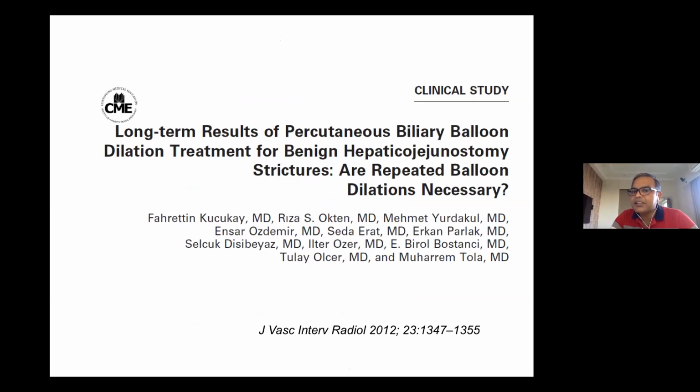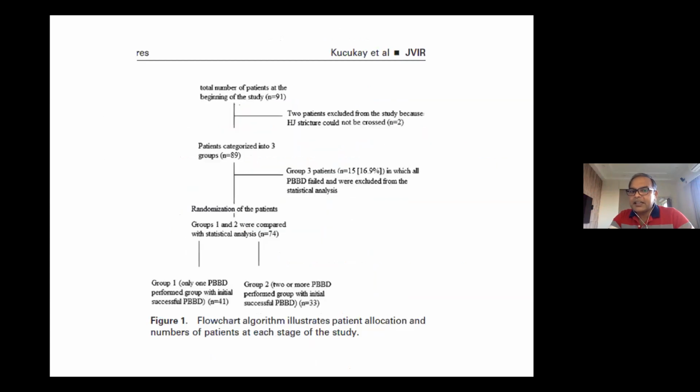And is repeated balloon dilatation required? There is a very good article in JVIR 2012. Of course, we change the internal-external drain every 3 months to prevent clogging of the stent. But every time we change it, should we do cholangiography and balloon dilatation again? No, it is not required. They have done a study.